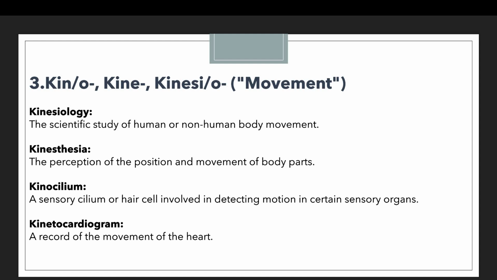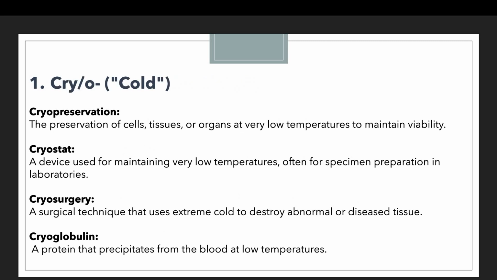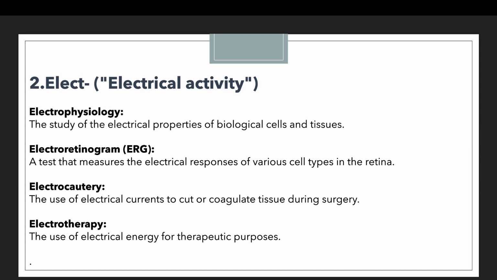Fine. Likewise, we have another example which is kinetocardiogram. Now, what is kinetocardiogram? It is a record of the movement of the heart. So when you want to measure the movement of the heart, in that case we will utilize the terminology kinetocardiogram. Got it? So yeah, this is all. These are all the prefixes related to medical terminology. I hope it is clear to all of you.